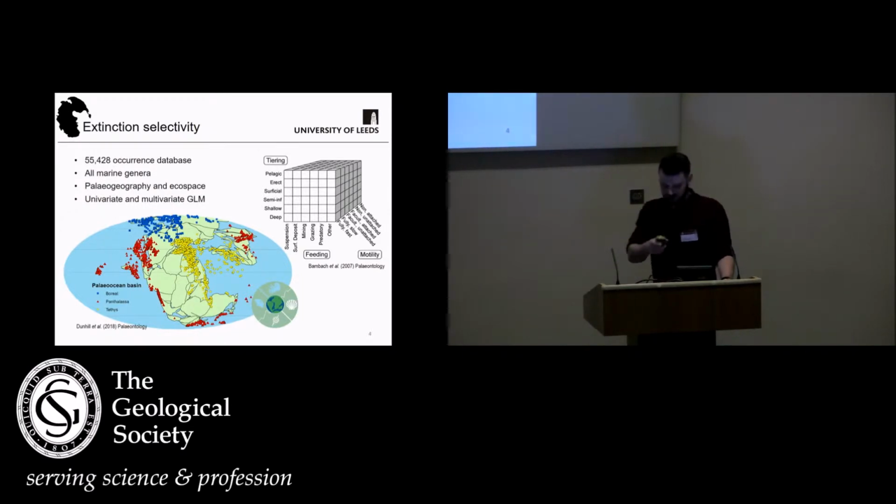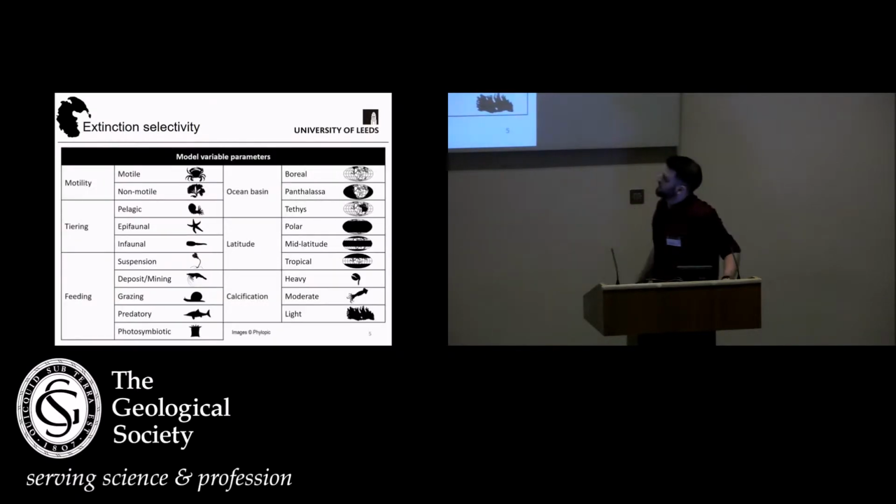these ecological traits. So here are our ecological traits that we use in the models. So motility, tiering, feeding, ocean basin, latitude and calcification. I should have depositional setting on there, but well, that's not there, but it should be there. And then we have various nominal variables that we use to predict extinction.